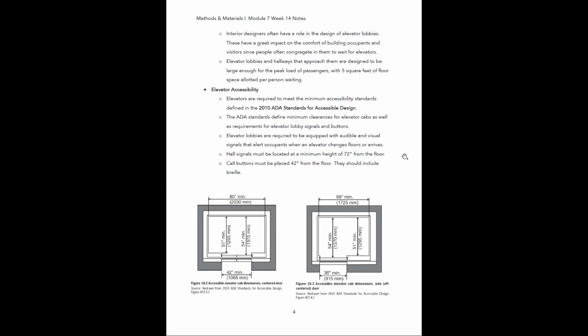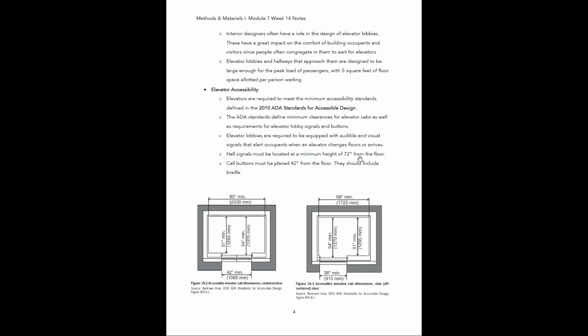Elevator lobbies are required to be equipped with audible and visual signals that alert occupants when the elevator changes floors or if it arrives at a particular floor. So this is useful for people who might have hearing or visual impairments, so that they can tell when the elevator has arrived, right? You get that audible ding and you know that the elevator is there and ready to get on. Also, the lights that they have on the wall that indicate if the elevator is moving up and down or what floor it's on, those could be useful for people who are deaf, who cannot hear that audible signal.